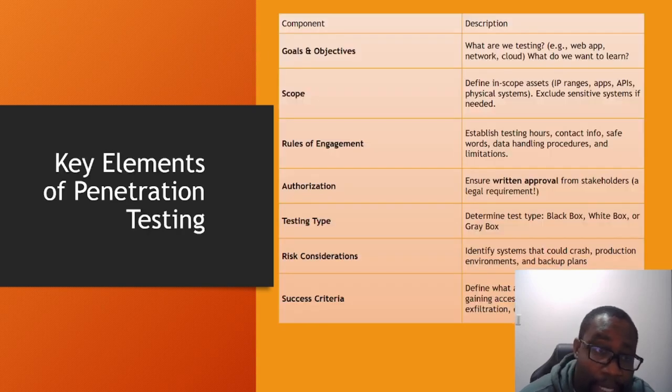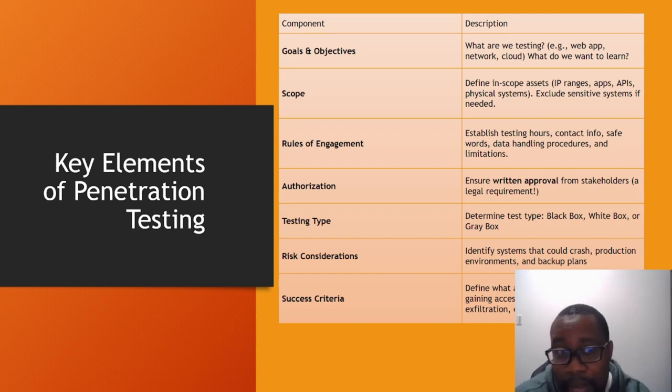And then we're going to go into the key elements of penetration testing, right? So the goals and objectives. What are we testing? This has to be laid out before anything starts, right? So are we testing the network, the cloud, the web app? What do we want to learn? What is the goal of this? What is the objective?